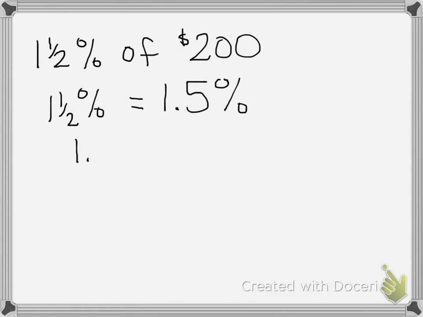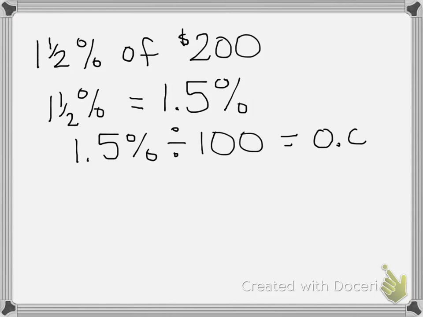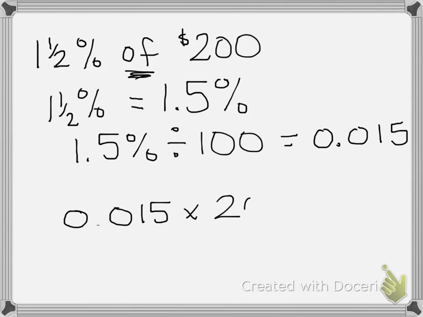Now take our percent, 1.5, divide that by 100. If we divide that by 100, we find out that it is equal to 0.015. Remember that word of: 0.015 times 200. Find out it gives us a total of $3.